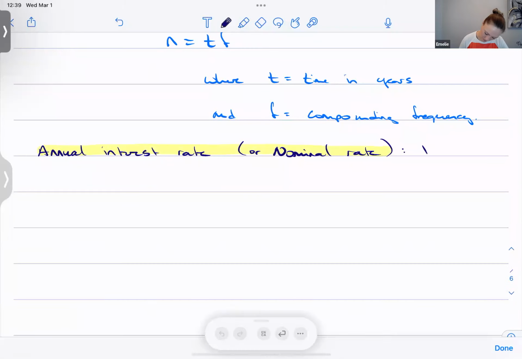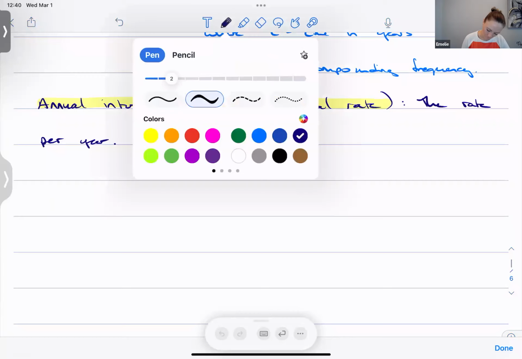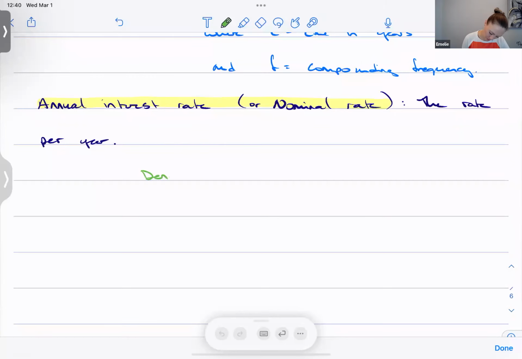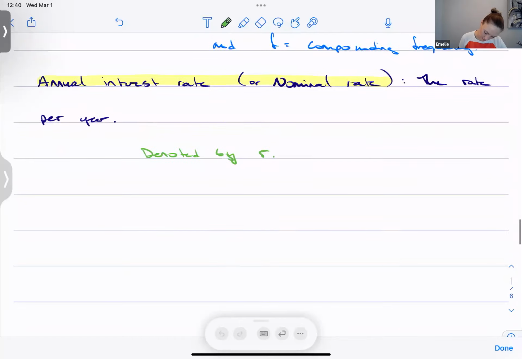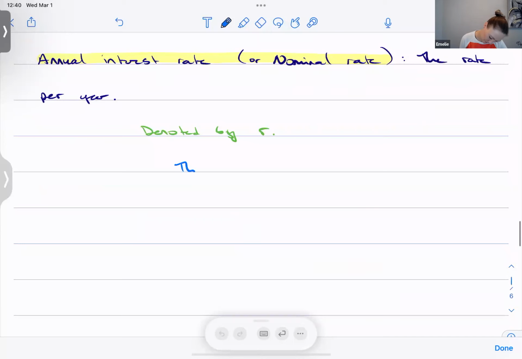This is the rate per year. It's going to be denoted by a lowercase r. This is the rate that the question will give you. The rate given in the question.